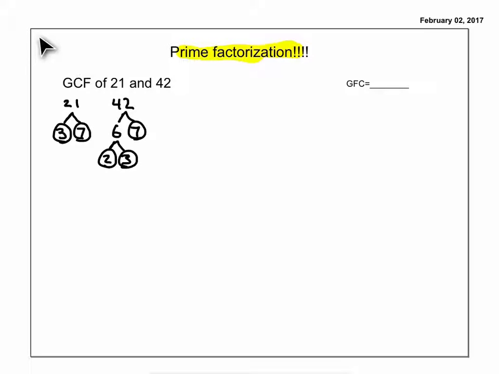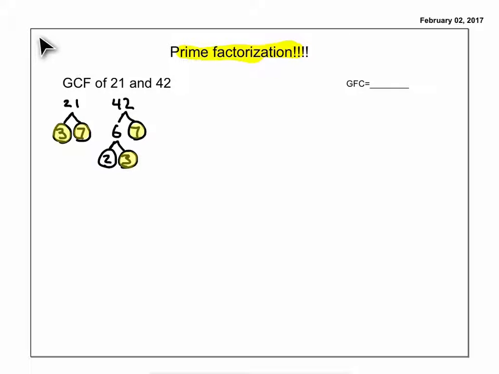The next thing we need to do is highlight the numbers they have in common. The prime factors of 21 are 3 and 7, and the prime factors of 42 are 2, 3, and 7. So they both share a 3, and they both share a 7. A 3 and a 7.